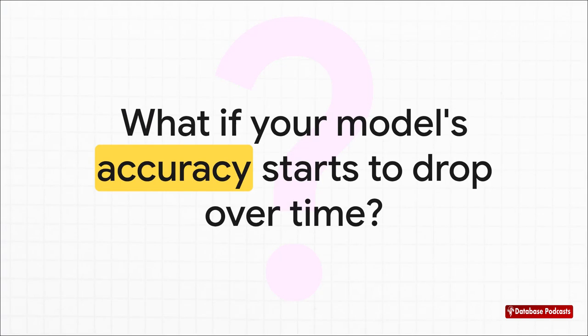So what happens when you see that 89% accuracy start to slip? Maybe it drops down to 85%, and then a few months later, it's at 80. This is a really common thing called model drift. So does that mean you have to just scrap the whole thing and start over from scratch? Well, not necessarily. This is where we really need to understand the difference between tuning and replacing.